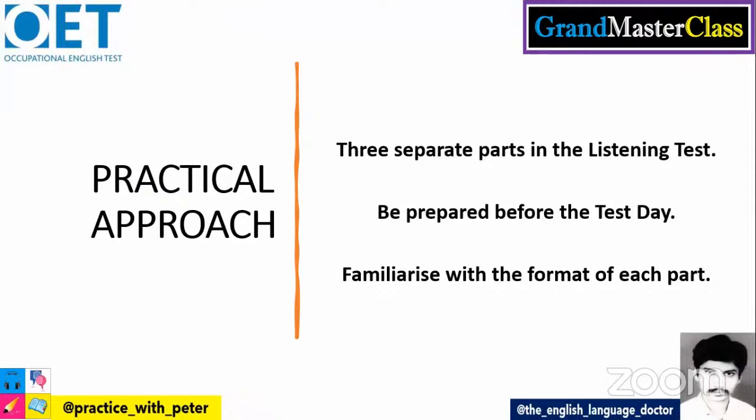Now, practical approach. There are 3 separate parts in the listening test. Be prepared for the test day and familiarize yourself with the format of each part. Now, what does this mean? The 3 parts have 3 orientations. The first one will be checking for specific information. That means he will be expecting something and you have to provide that to him. That means whether you are able to catch the words properly, the information appropriately, in time, and whether you are presenting them in the required format, for example, adjective or verb or noun. What is required, you have to provide.